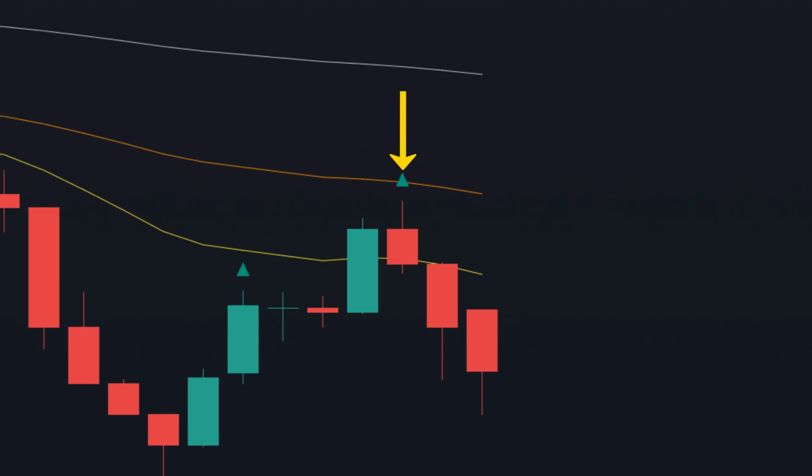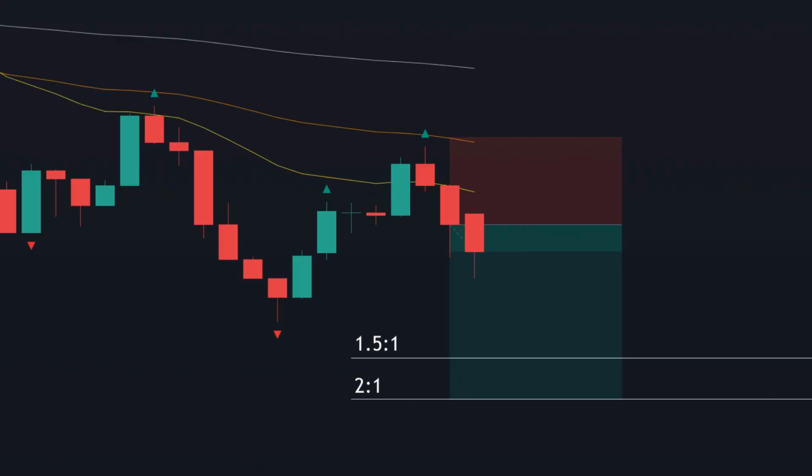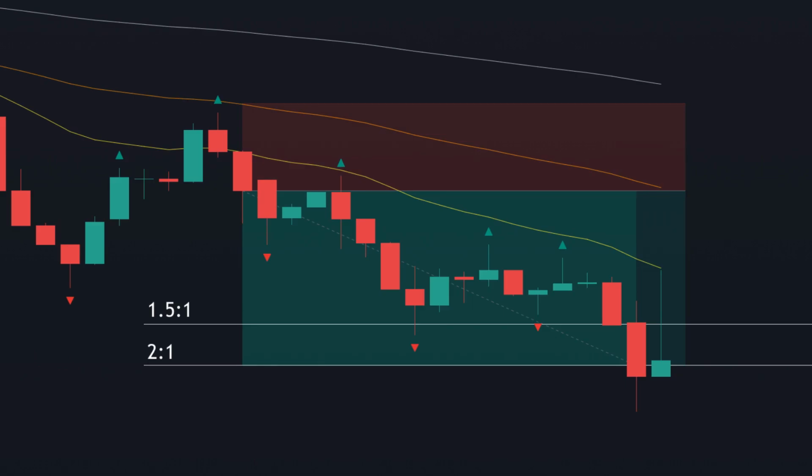Everything coalesces on this trigger candle. We can see the candle with the fractal is below the 55 EMA, so we will use the 55 EMA as our stop level. We target 1.5 to 1 for test 1 and 2 to 1 for test 2. And this one hit 2 to 1.